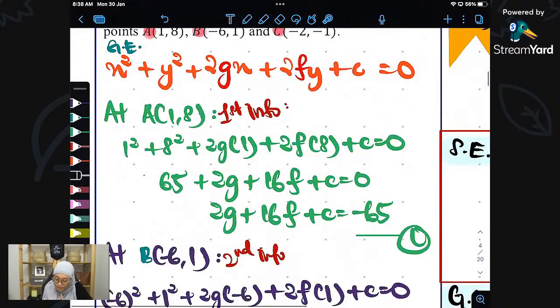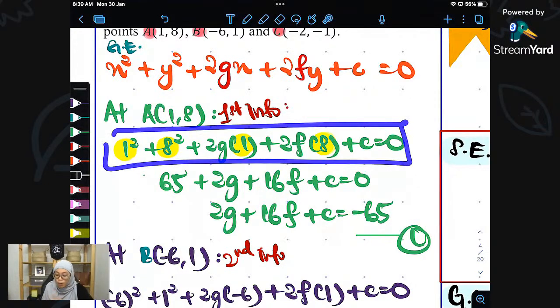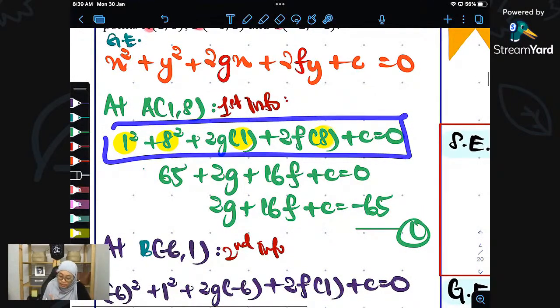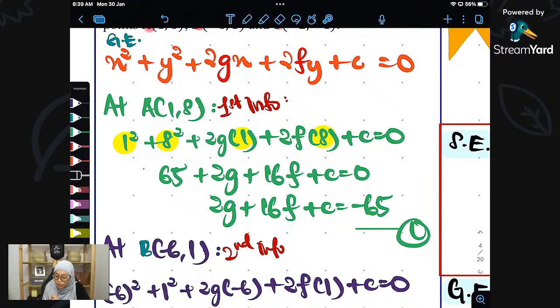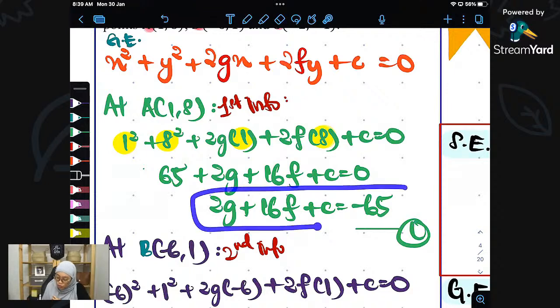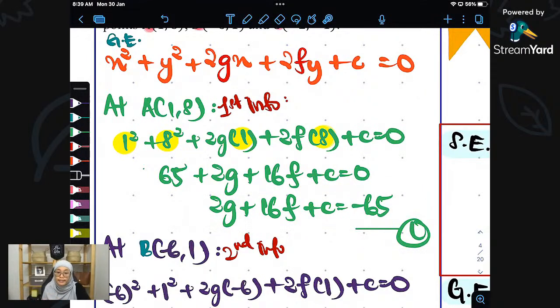So basically substitute every point here, which is the coordinate of x and y, into the general equation, the raw formula. Substitute in the point of x and y, here 1 and 8. Then you will get this equation. I label it as equation 1. So you can do it yourself, alright?